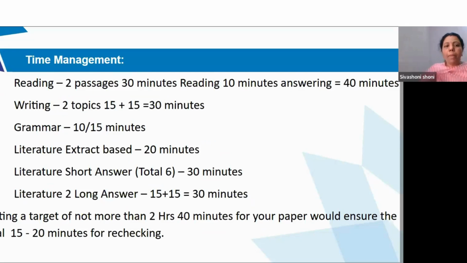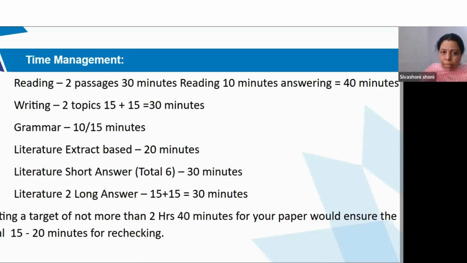Now coming to time management. When you are writing, and if you want, you can take a screenshot of this. It will help you finish your writing in time and also review your paper. Two passages should not take more than 30 minutes. This is a maximum, not a minimum, even for the average learner.